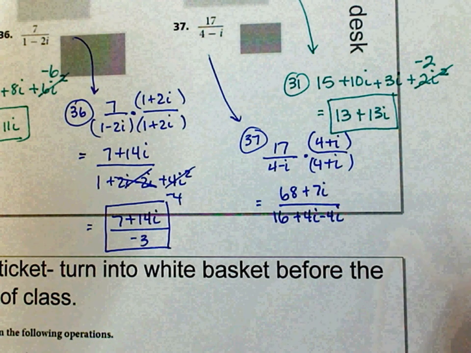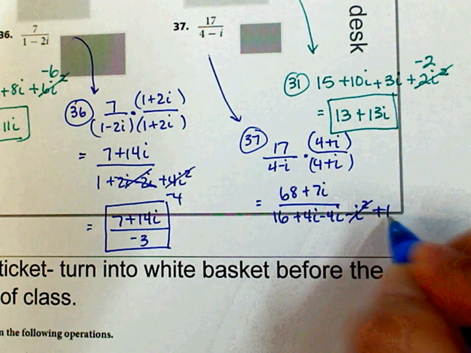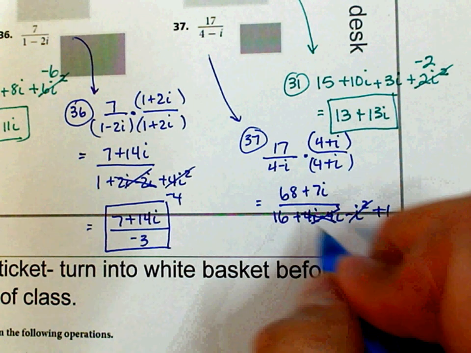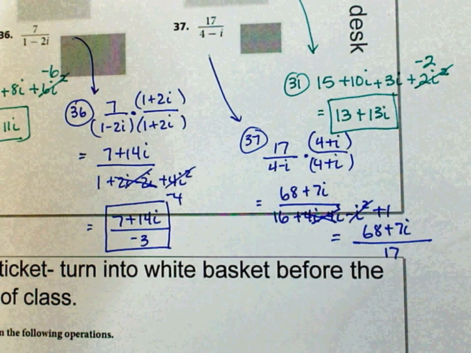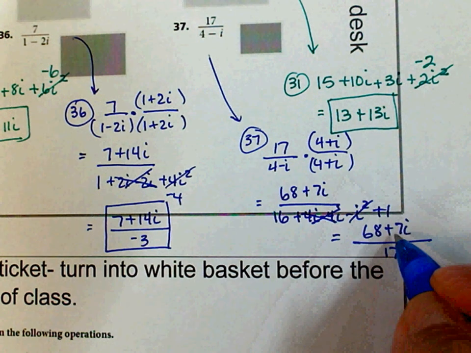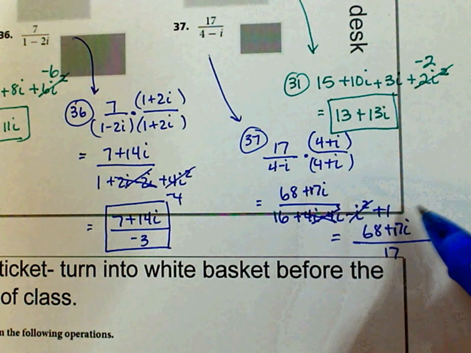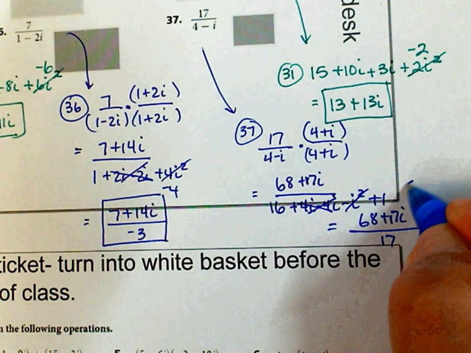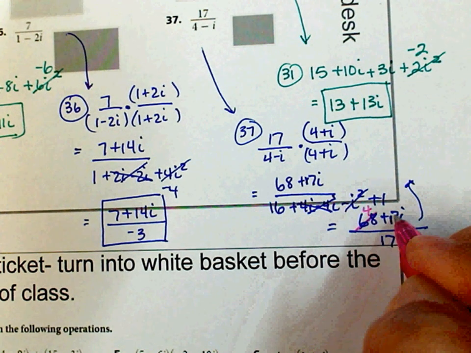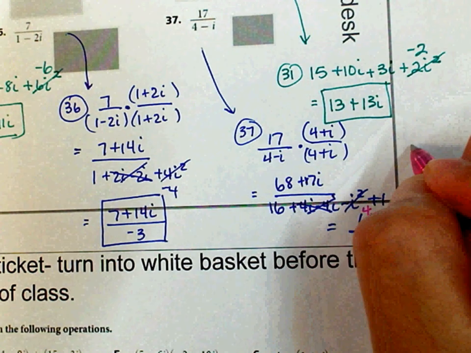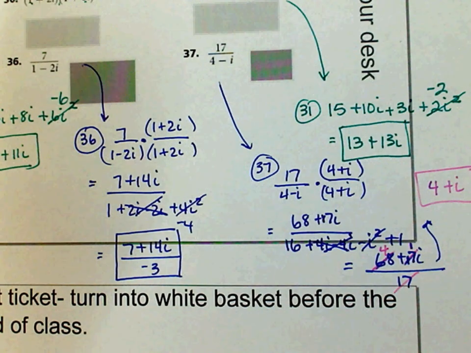Negative i times i is negative i squared, which comes out to be 1. These guys cancel. So you have 68 plus 17i over 17. Sorry, 17 over 17. Now, does that go into all of them? Yes, that cancels out. 17 goes into that 4 times. 17 goes into that 1 time. So the final answer is 4 plus i, because that all cancels out. Okay? So here is your exit ticket.